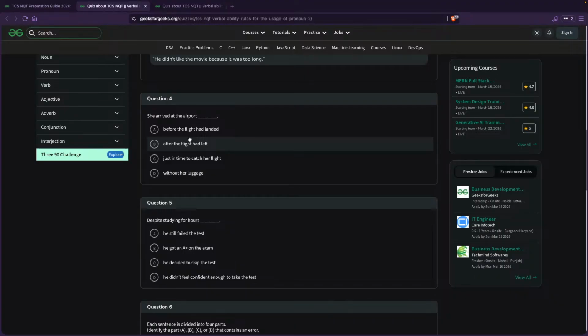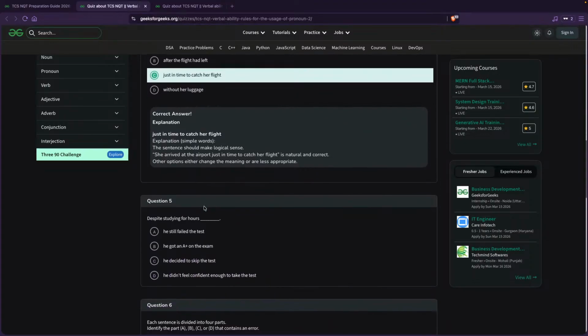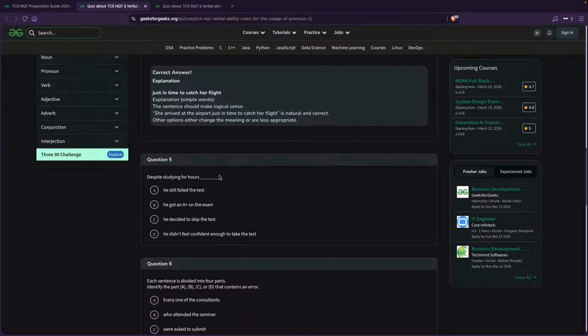Without her luggage. She arrived at the airport just in time. Yeah, I think this is right. The sentence makes logical sense since she arrives at the airport just in time to catch her flight. It is natural and correct. Other options either change the meaning or are less appropriate.